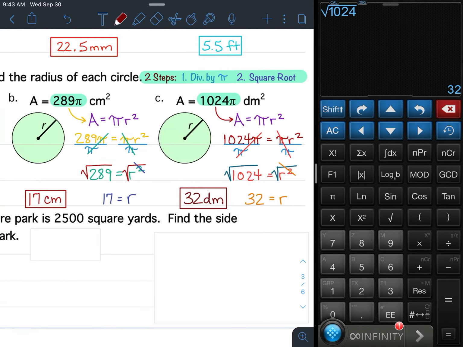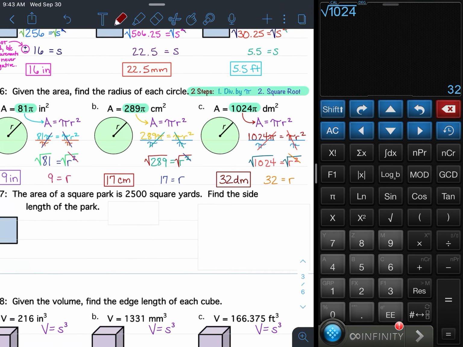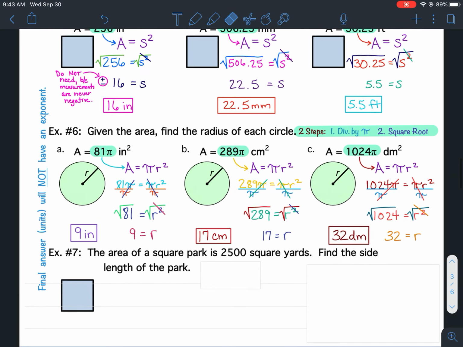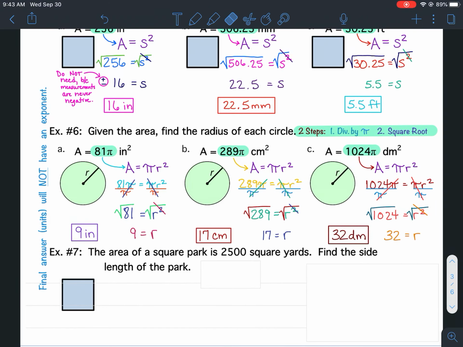Once again, I did not need to put the positive and negative in front of each of these answers because we're talking about lengths, and lengths are never negative. All right, if you have any questions on example number 6, please let me know.